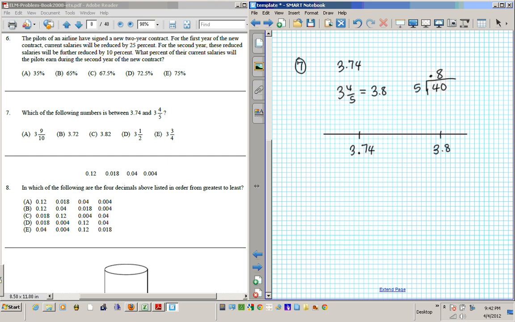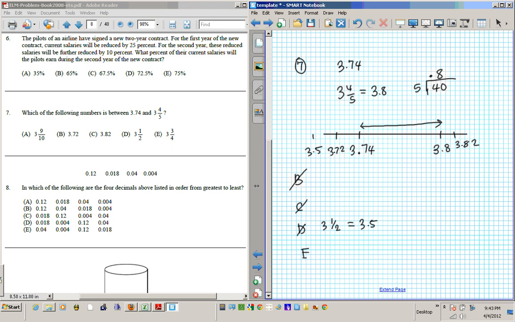Okay? Now, which of these numbers fall in between here? Let's look at this one first. B is 3.72. So we need the ones that are in between here, right? So 3.72 is over here. That's outside. So D is not an option. Let's look at C. 3.82 is over here. Too big. C is not an option. E. What is 3.5? 3.5 is half a dollar, right? 50 cents. 3.5 is way over here. No, doesn't work.